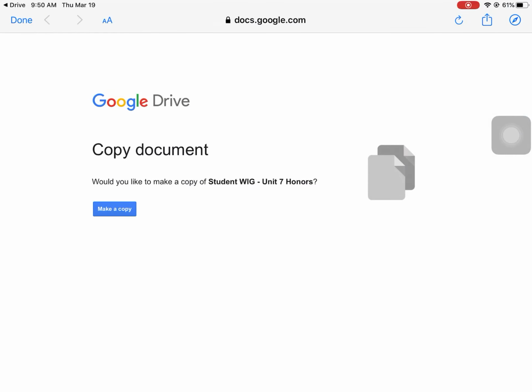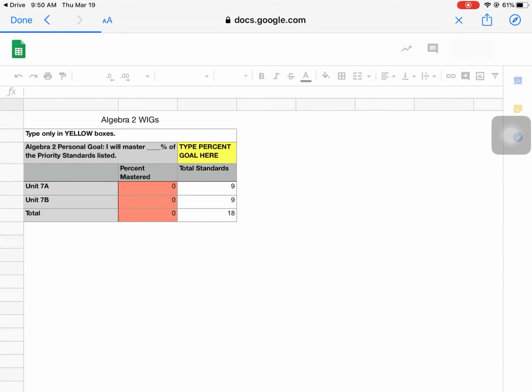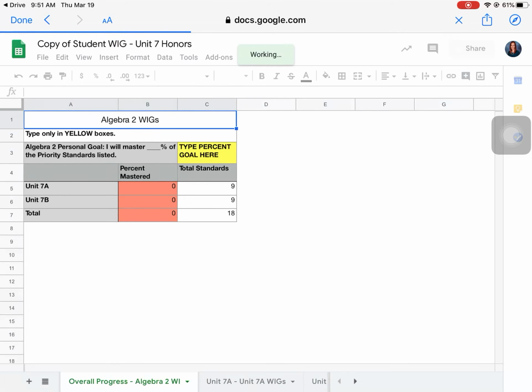When you click the link in the Pear Deck, it should prompt you to make a copy of the file that I have put there. This is so that you have your own editable version that you can deal with. So I'm just going to tell it to make a copy real quick. And it's going to save it in my own drive so that I have full editing access. I can do whatever I want.